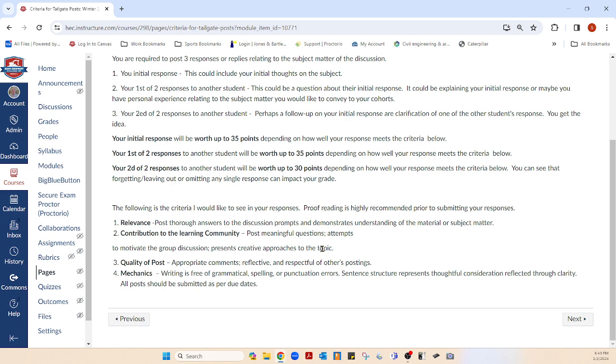Reflective means you've thought about it. What else is missing, or what else can you add? Of course, be respectful of what others are saying. Say, I understand what you're saying, but I don't agree with it. That's fine. The mechanics are your grammar, your spelling, your punctuation, your sentence structure. Your sentence structure represents thoughtful consideration reflected through clarity. In other words, I can see that it's thoughtful because it's clear, and I'll be looking for that.